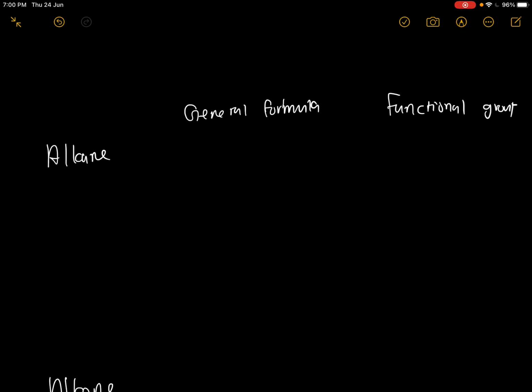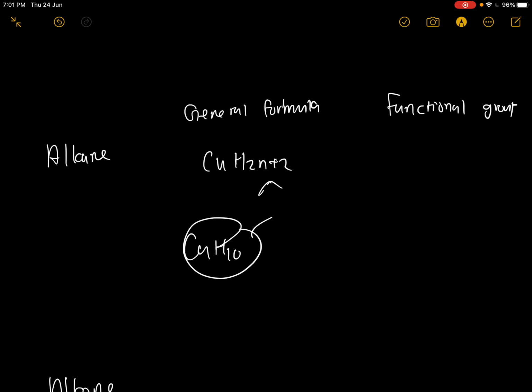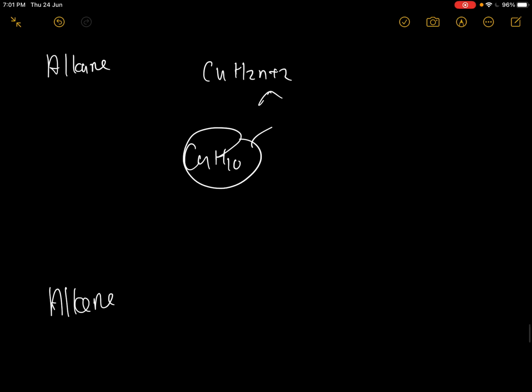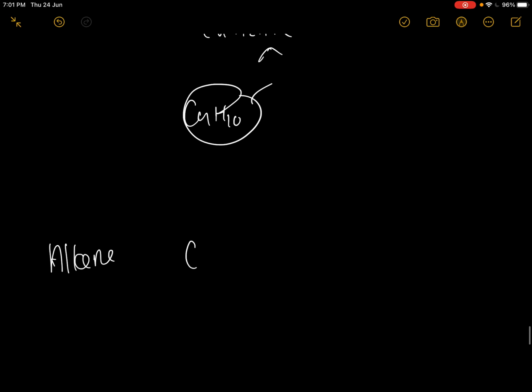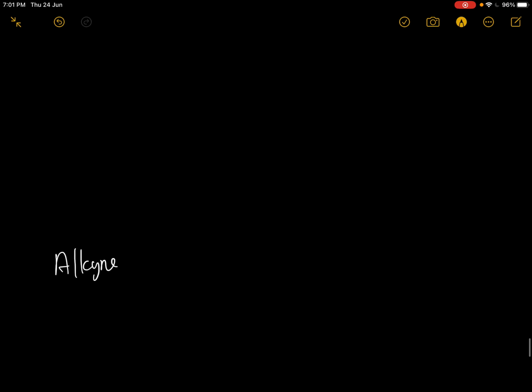So how do you determine the general formula? I mean, how do you know which general formula belongs to alkene, alkane, alkyne, etc.? The general formula for alkane is CnH2n plus 2. For example, if they give me C4H10, I know that this is an alkane because it follows this general formula. But every homologous series has its own general formula. For alkene, it's CnH2n. Alkyne is CnH2n minus 2.